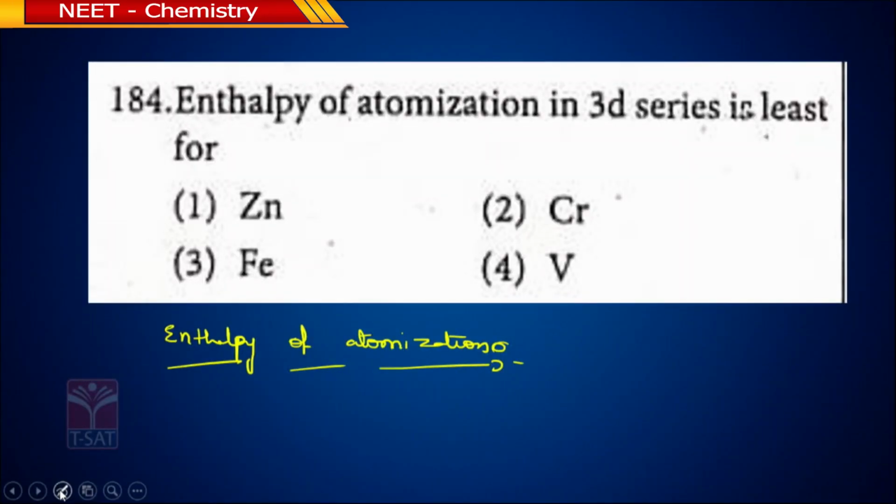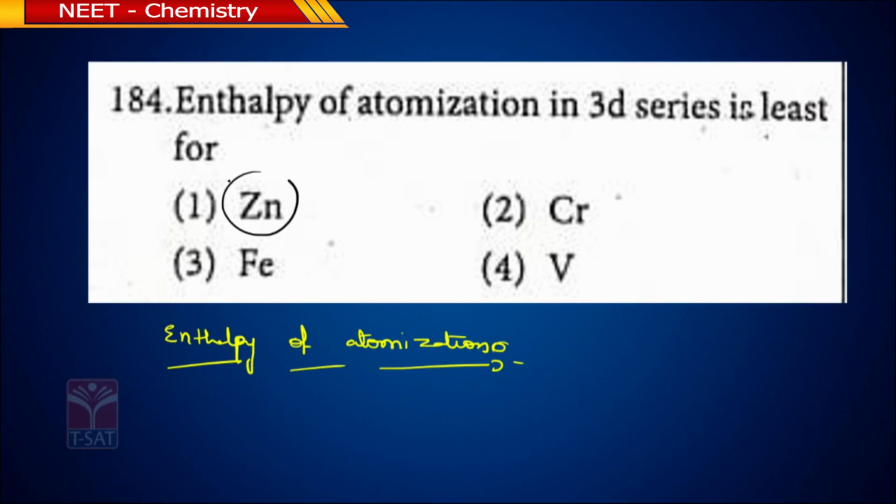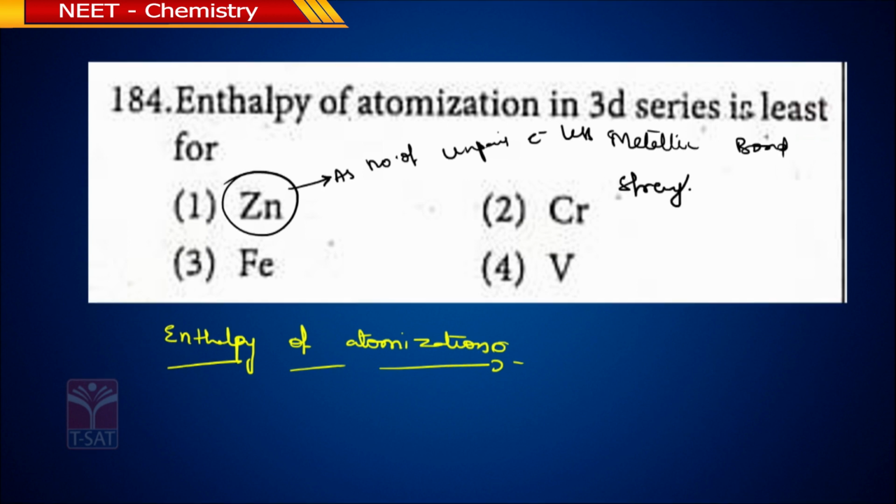So, the metallic bond is weak. Which one has a weak metallic bond? Zinc has a very weak metallic bond. Why does zinc have a very weak metallic bond? Because the number of unpaired electrons is less, so the metallic bond strength is also less.